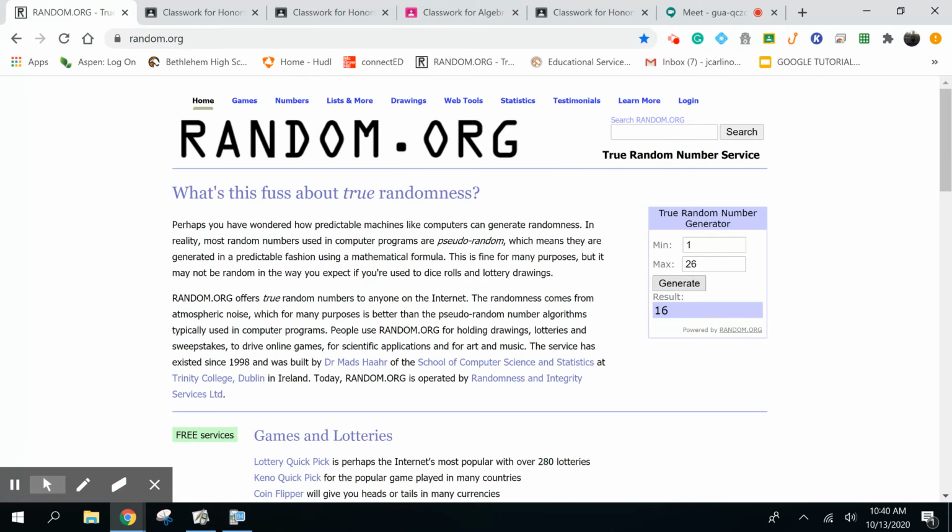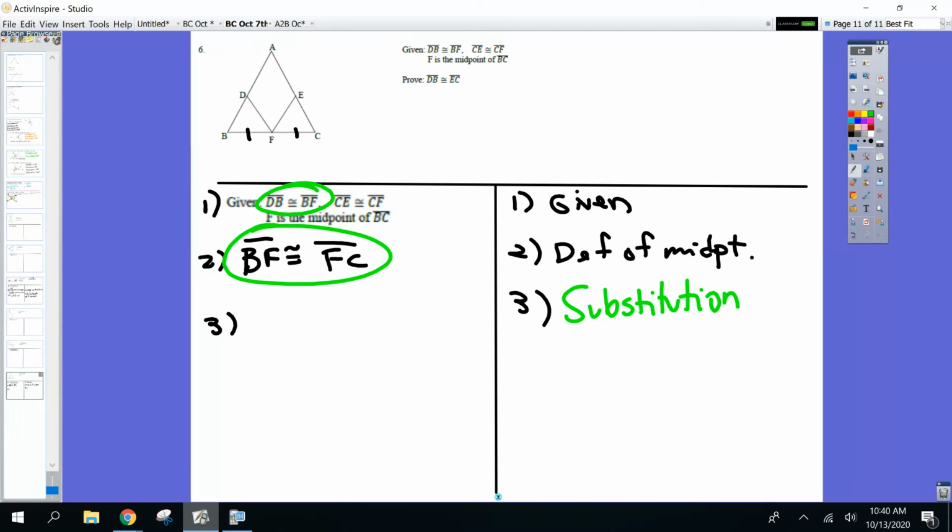Let's get ready here. Here we go. Kyler, what do you got? DB is congruent to FC. DB congruent to FC. Good job. That's 1 substitution. Now, remember the one we did not use? Out of those 3, this one right here we did not use. Now use it with what you just wrote in step 3.